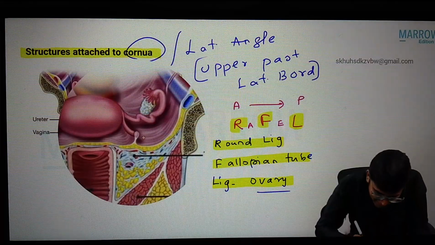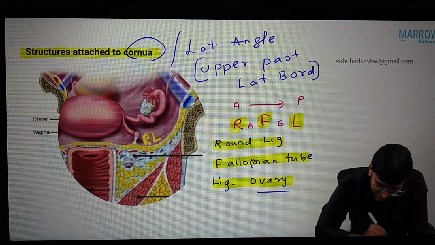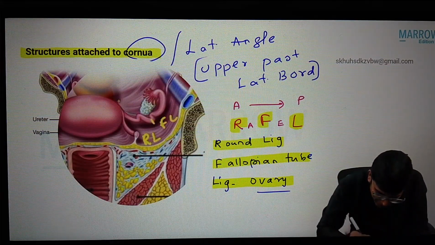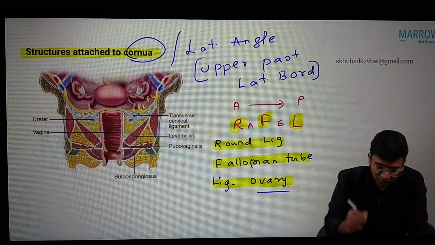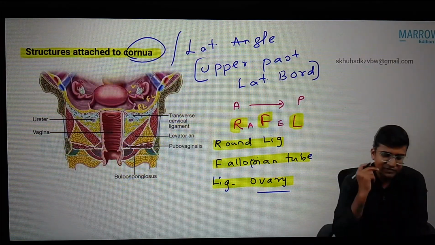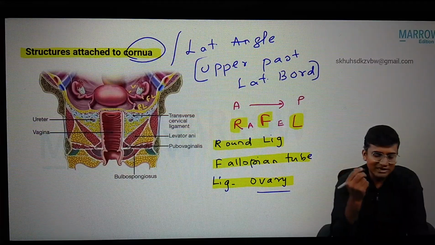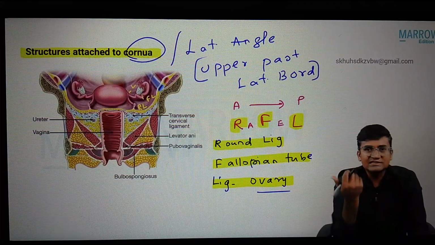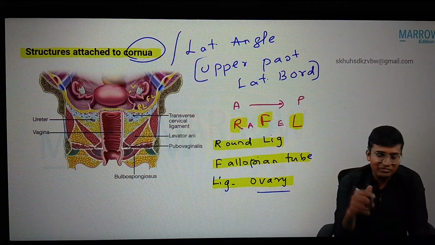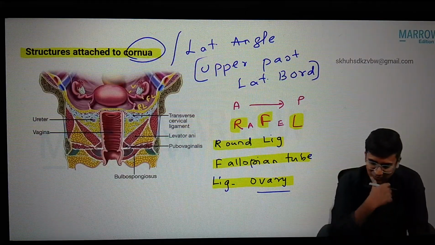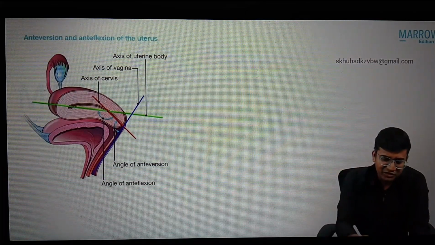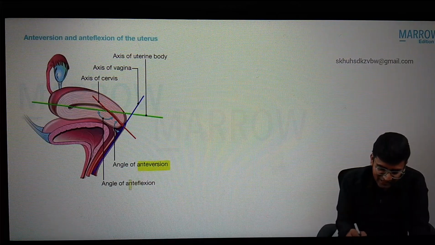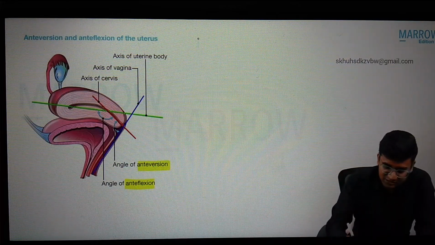Okay, right. So, see the diagram. In the diagram, this is our round ligament of the uterus. This is the fallopian tube, and this is the ligament of ovary. Now, round ligament, I told you already. The round ligament is the remnant of the distal part of the gubernaculum in females. Now, this round ligament maintains the uterus in the anteverted and anteflexed position.